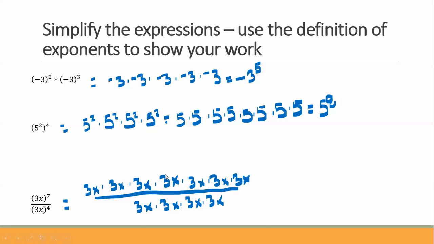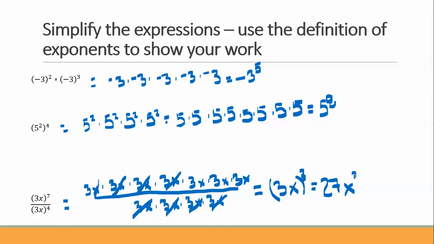And just like before, if we have the same factors in the numerator and the denominator, they can divide out. So we have a 3x to the 4th and a 3x to the 4th. So that is 3x is our base cubed. And we can also write that as 3 times 3 times 3 is 27, x to the 3rd, because it's x times x times x.